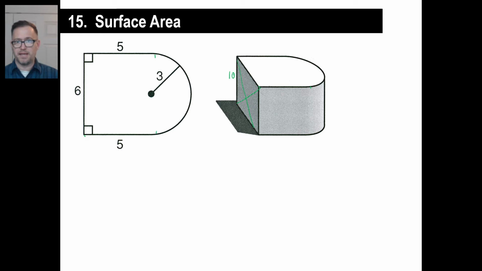If this thing, I'm just making this up, is 10 units high, 10 feet high, and they tell us bird's eye view, this is a bird's eye view of this, okay? Well, this is 6, okay? Well, obviously the back side is 10 by 6, right? So that's going to be 60, okay?